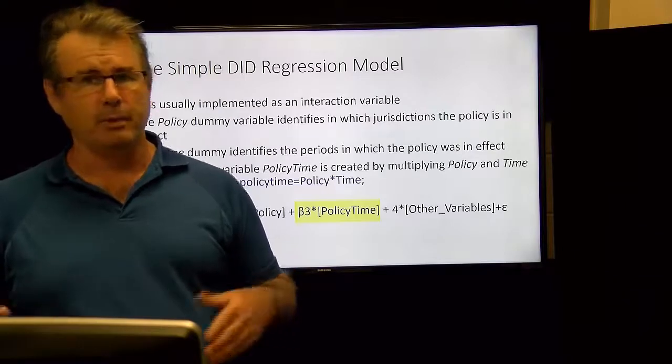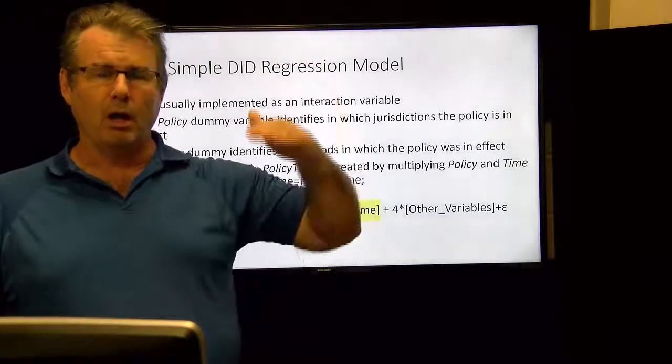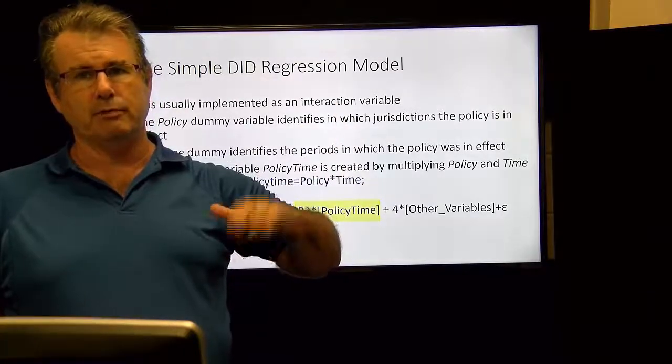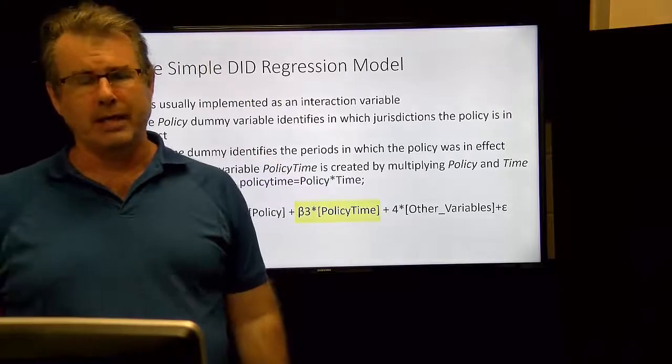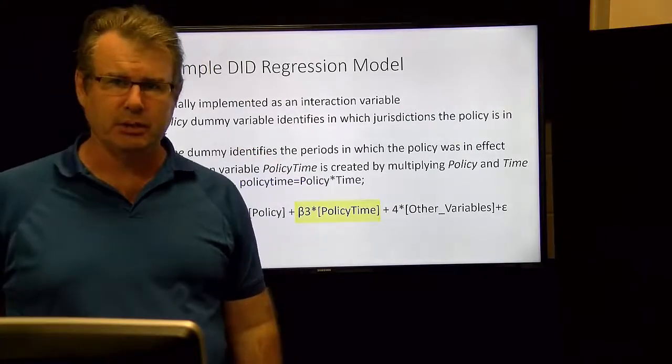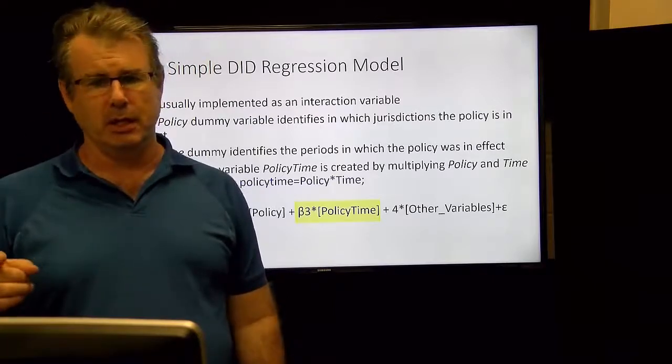And so, for example, if a state adopts a policy but its neighbor doesn't, for all observations in your data set for the first state, you'd put a 1 in, and for all other states that didn't adopt the policy, you'd put in 0s for all their observations. Okay, and so that's the policy dummy.